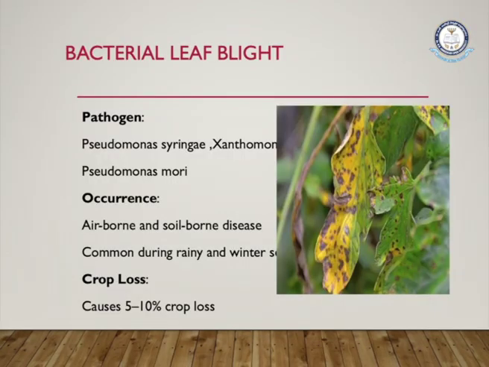First, you will know what the pathogen is. The pathogen causing this bacterial leaf blight is Pseudomonas syringae, along with Xanthomonas species. How does it occur? It occurs through airborne or soil-borne transmission. It is most common in the rainy and winter seasons. Here 5 to 10% of the crop will be lost if the plant gets this leaf blight disease. Got it?